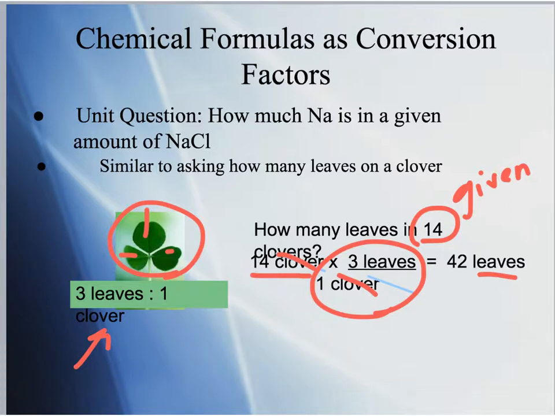So this is the same thinking that we're going to do, obviously not with clovers and leaves, but with elements and their constituent compounds.